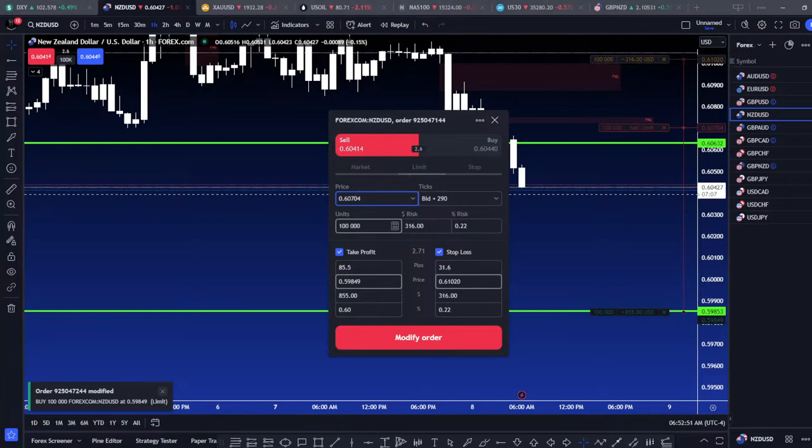Here's the play, guys. This is for New Zealand dollar. This is a sell limit, again a pending order. Make sure you do sell limit and not buy limit. You will be disappointed. Your entry is going to be 0.60704. Stop loss is going to be 0.61020. That's for 31 pips. Take profit is going to be 0.59849, and that is for 85 pips. This is another pending order that we have now on New Zealand dollar.